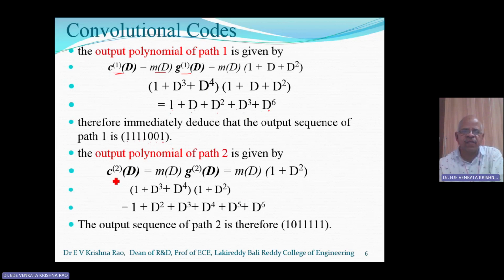For the second code output, path 2, we multiply the message and generator polynomial. This is the code output, and D plus D equals 0. The result contains 1, D square, D cube, D power 4, D power 5, D power 6. So this is the code output.